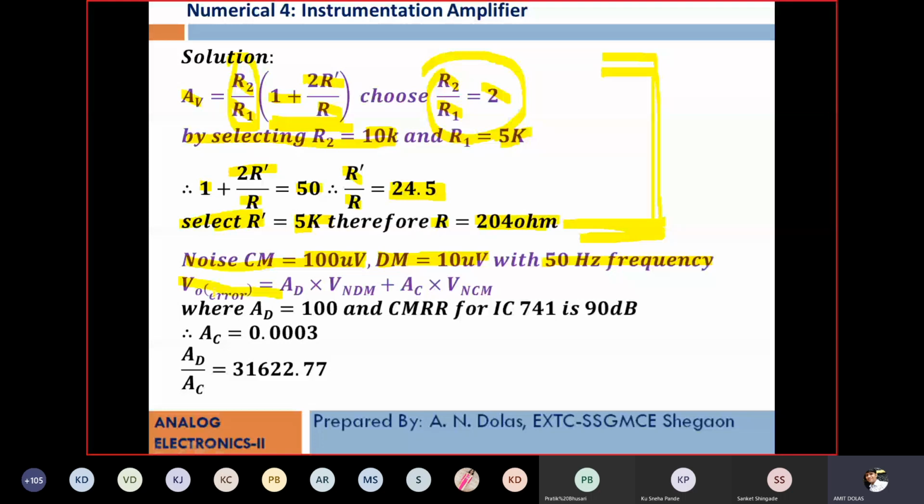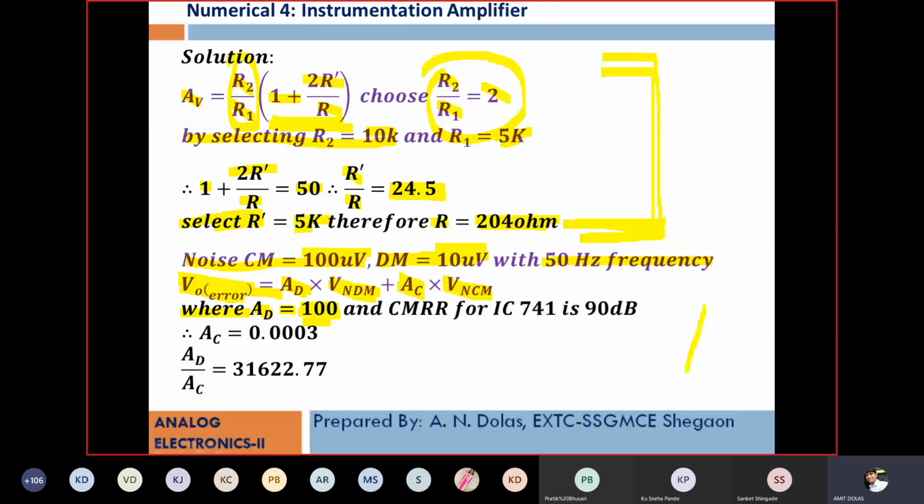For the output error, you have to remember this formula. Output error VO error is equal to differential mode gain, you may say AD or ADM, into the noise voltage of differential mode, plus common mode gain, you may say AC or ACM, into the common mode noise voltage, where the differential mode gain we already calculated here as 100. The maximum output upon VID, the differential voltage, is nothing but the differential gain, that is 100.